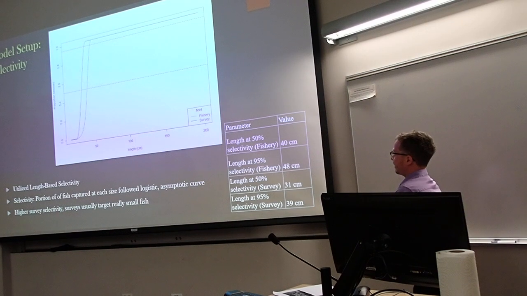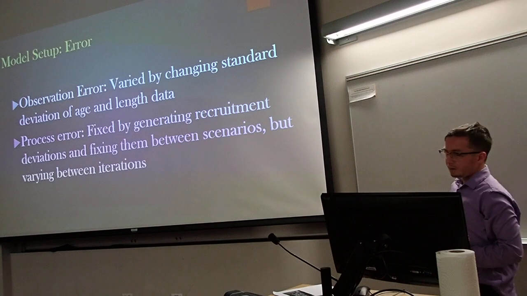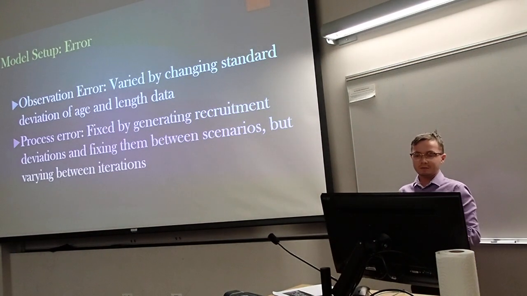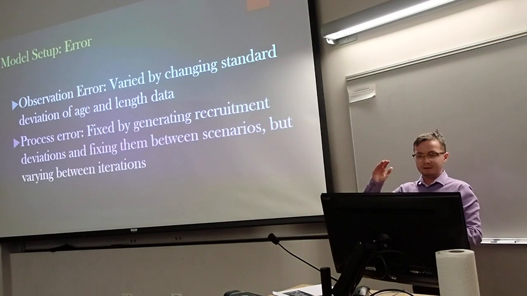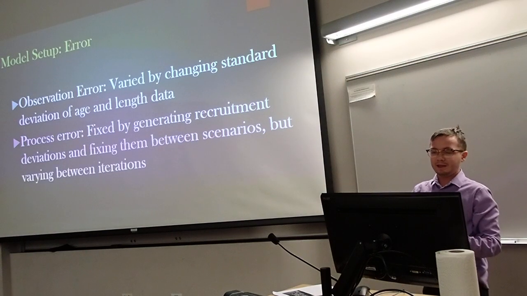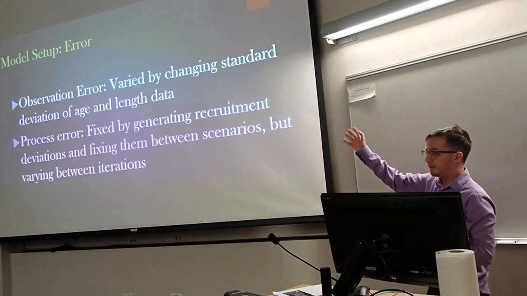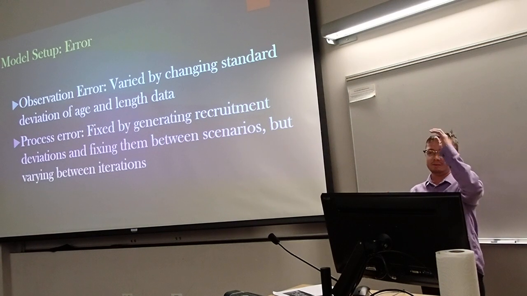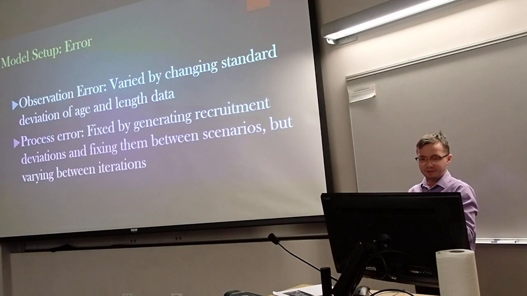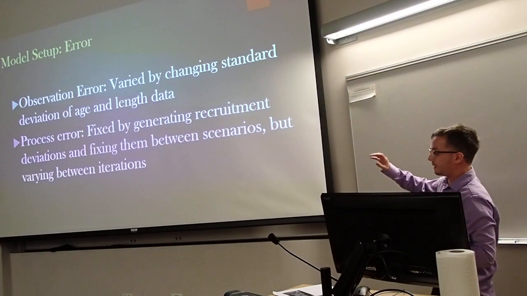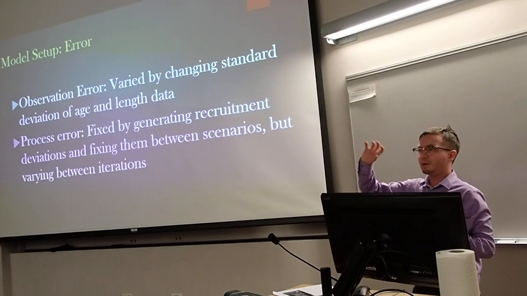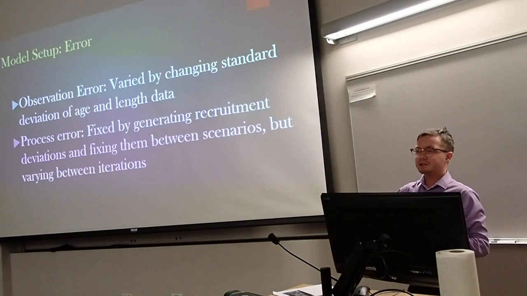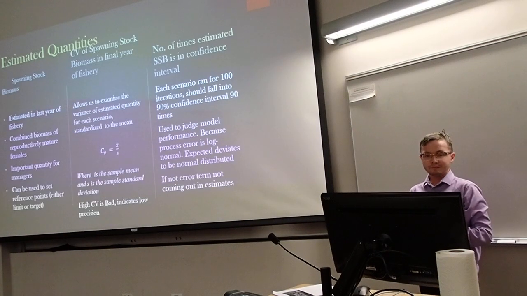And you can see the parameters there. Okay, so let's talk about how I dealt with error in these models. Observation error was varied by varying the standard deviations of the length and age data, like I showed earlier in the data frame. Process error was done by fixing the recruitment deviations, so just the deviation on how much recruitment you have in the fishery, and then those were fixed between the scenarios, like the 25 sample size, 50 sample size, but varying between iterations in each scenario.